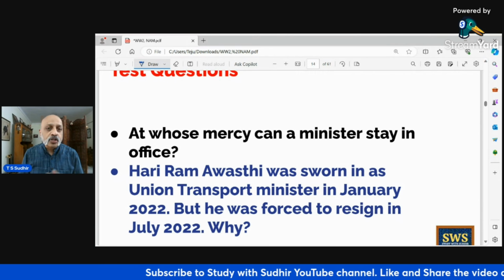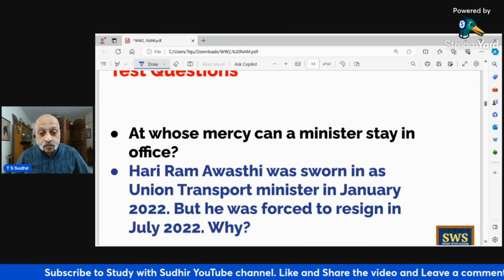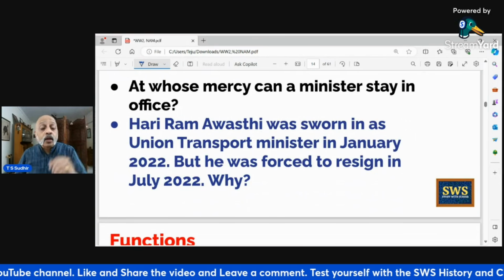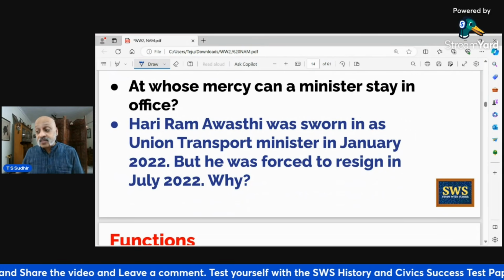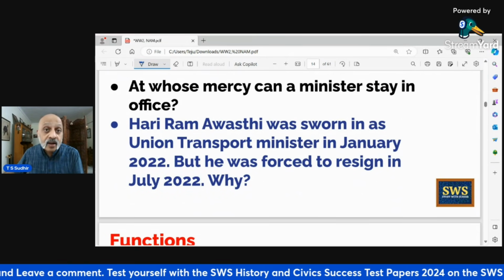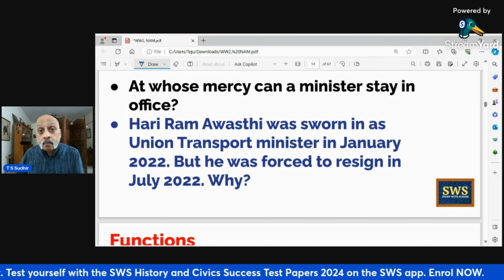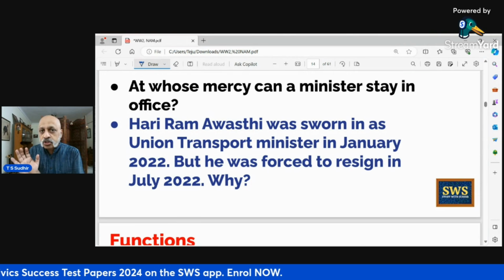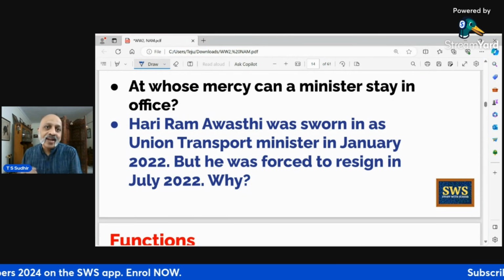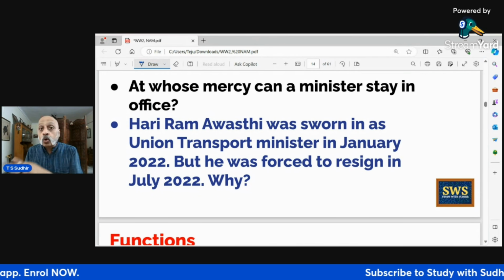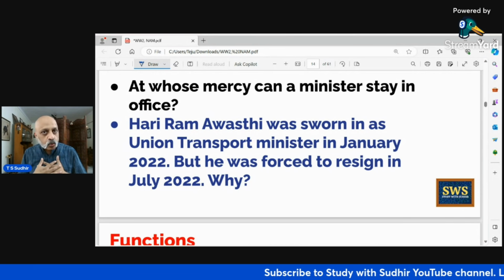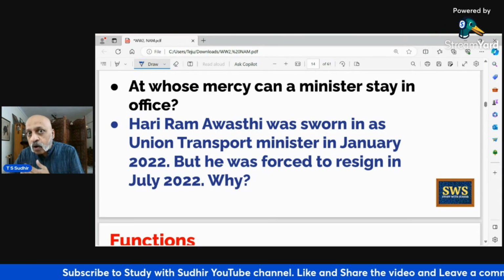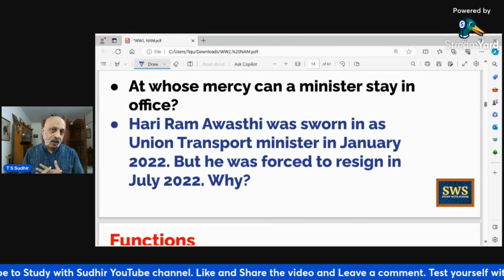Then the second question. Hariram Avasthi was sworn in as Union Transport Minister in January 2022, but he was forced to resign in July 2022. Why? What could be the reason? The reason could be that Hariram Avasthi did not get the chance to become an MP. The Constitution says that within 6 months you need to get elected as an MP, either of the Lok Sabha or of the Rajya Sabha. So in January 2022, Hariram Avasthi may not be an MP, but he has 6 months during which he needs to become an MP, right?